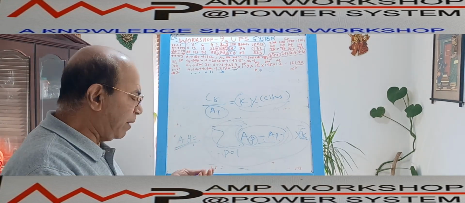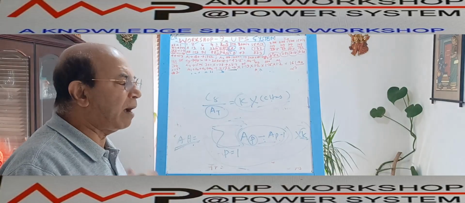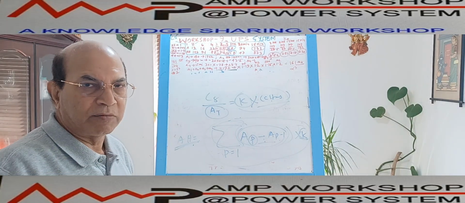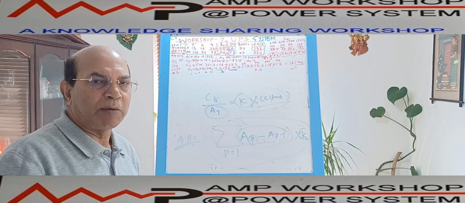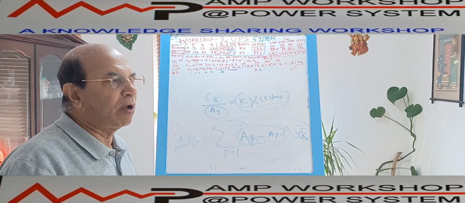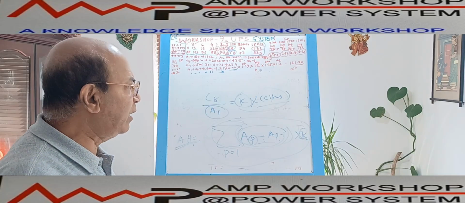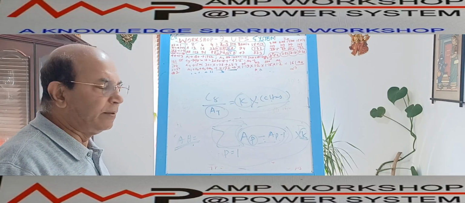Then this total ampere hour capacity is the uncorrected capacity. How will you upgrade it? It will be upgraded by applying the discharge factor, which we explained. Then we have to apply the temperature factor, then the aging factor, and then the spare capacity margin. Then that will give the total ampere hour capacity of the battery.